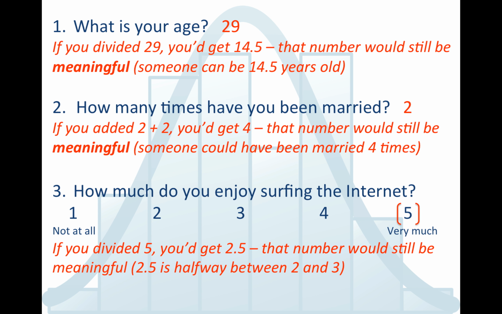If I had 5, that number means something because it's saying very much. It represents very much on this scale. How much do you enjoy surfing the internet? If I circled a 2 or a 1, that would be not at all. If I divided 5, it would fall somewhere here, 2.5. That would still mean something because it would still be on the scale. It would just be between 2 and 3, and that I don't enjoy surfing the internet as much as 3, 4, or 5 would indicate.